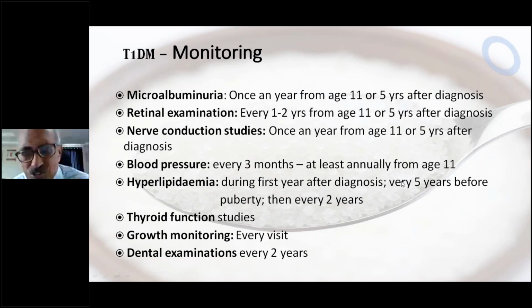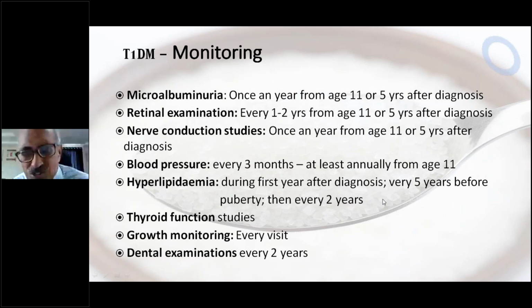Lipid profile: in the first year after the diagnosis, and after the first year, every 5 years before puberty, and after puberty, every 2 years. So how far is there the possibility of developing hyperlipidemia? Thyroid function studies as and when necessary, if you suspect polyendocrine diseases. Growth monitoring must be continuous.